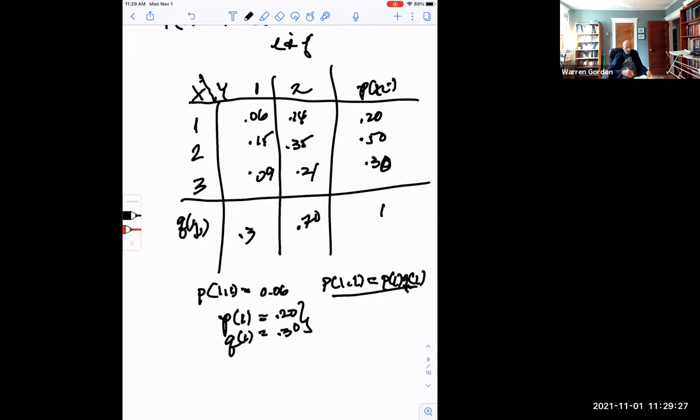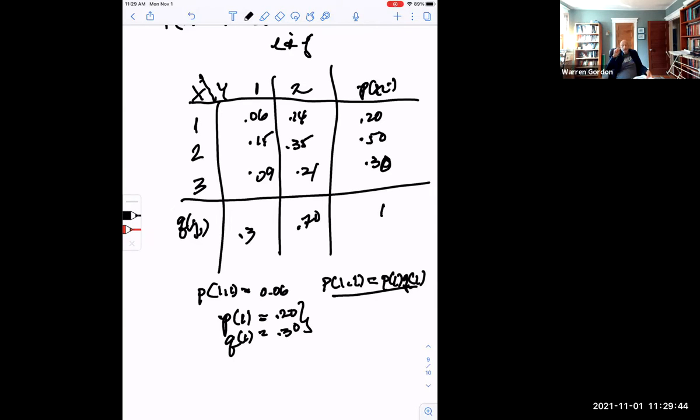I have to do that for each of the entries. So for every one of these entries, this is a 2 by 3. I have to show that P11 is equal to P1 times Q1. I have to show that P12 is equal to P1 times Q2, and so on. So if I can show that for every single one, then they're independent.